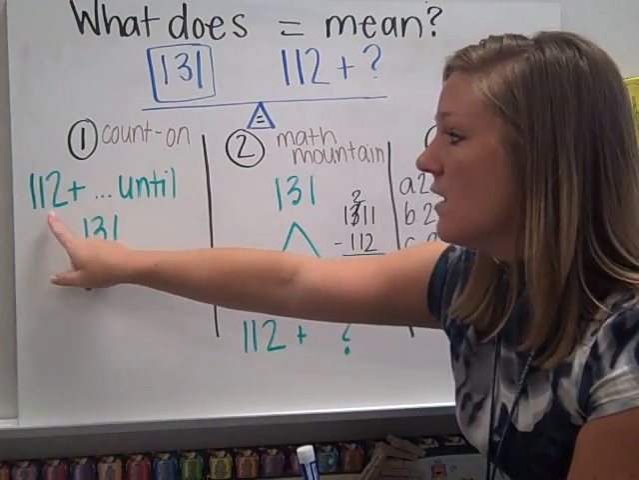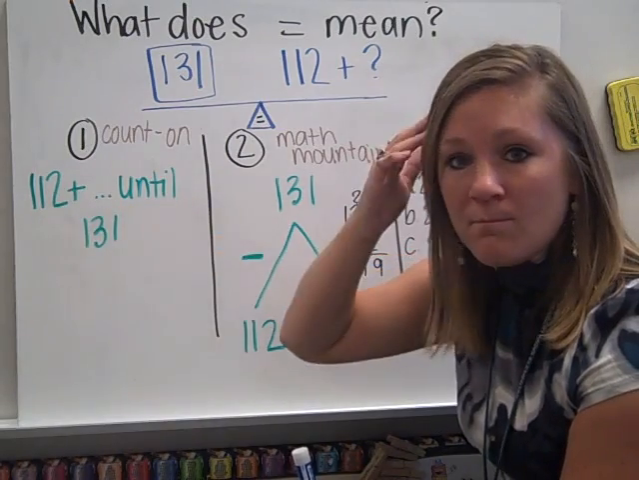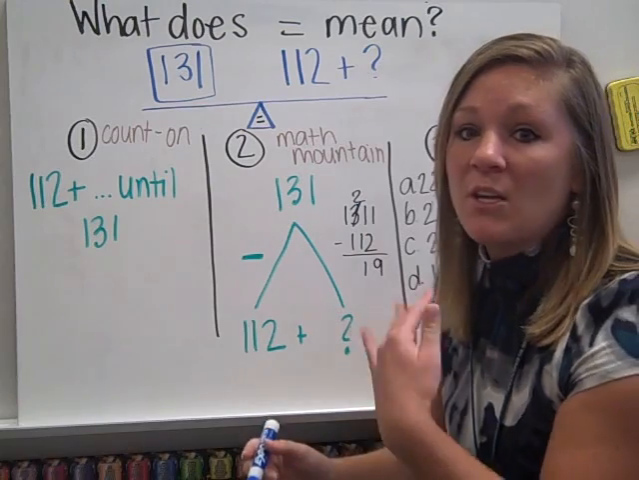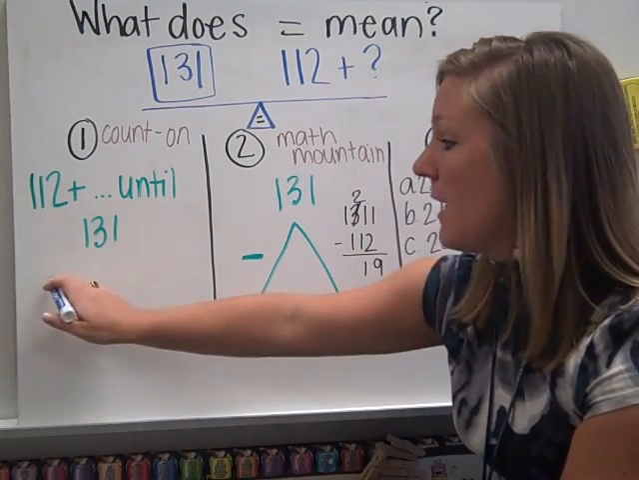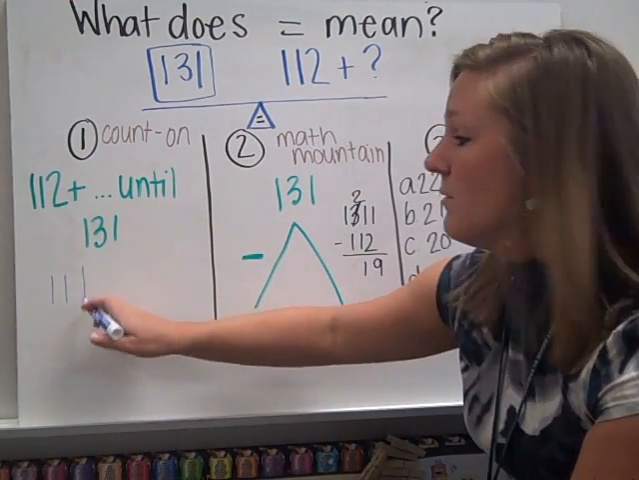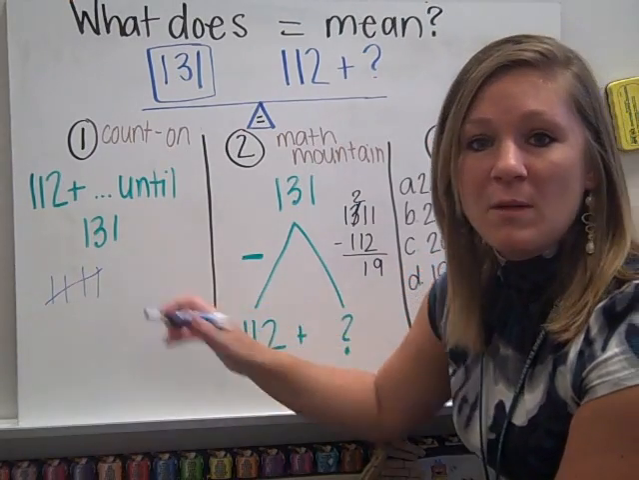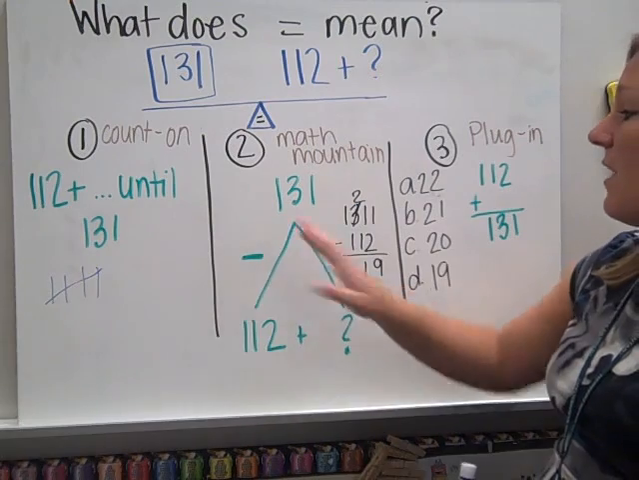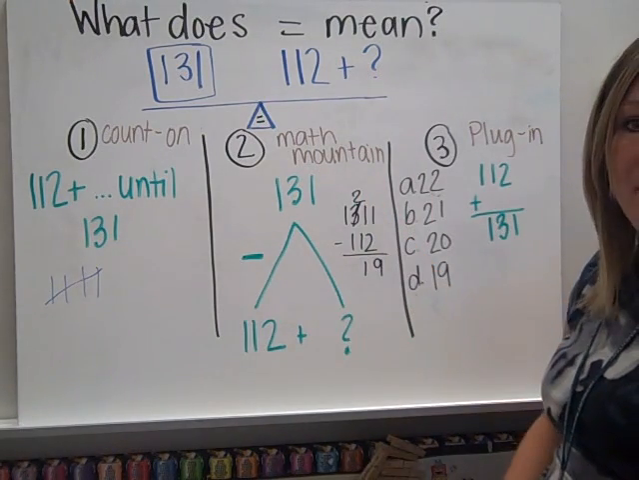So you would put 112 in your head and then count up until you get to 131. Now you could count up in your head. It might be better if you tally each time you count, and then that way you'd be less likely to make a mistake. Okay?